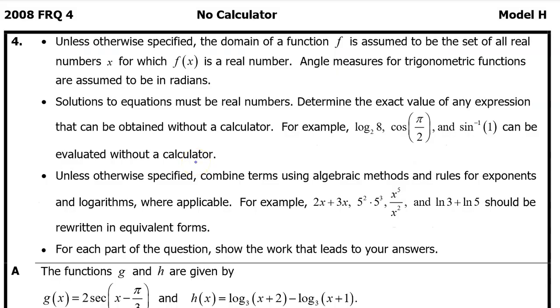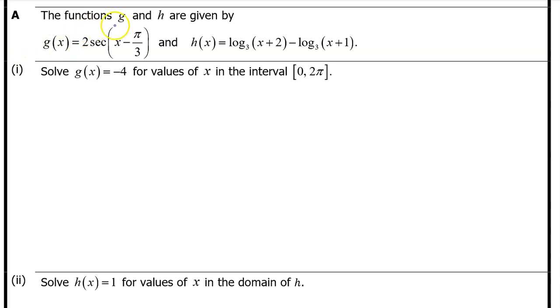These are the directions you will see on the AP exam for FRQ number 4. Pause the video and give it a read. Part A. Functions g and h are given by these expressions. A Part 1. Solve g of x equals -4 for values of x in the interval 0 to 2 pi.